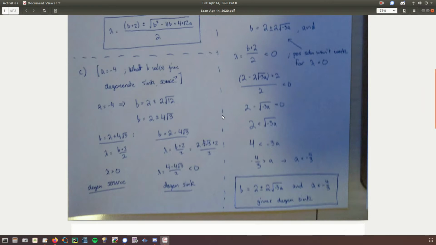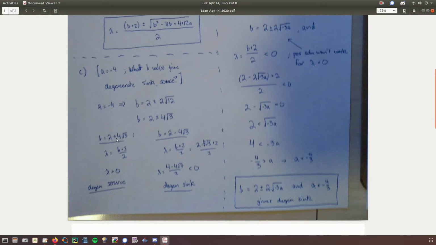Okay, so that's getting us our degenerate sink. Now I'm giving you a little bit more of a specific example here and talking to you about sink versus source. So if I tell you that a is going to be negative 4, then my question to you is, what b values are going to give us a degenerate sink or a source? So I know that my relationship between degenerate sink and source is going to have to be that b is going to be 2 plus or minus 2 square root of negative 3a. And I know what my a value is. So I'm just going to plug in a equals negative 4 into this solution right here with the plus or minus. And then I'm going to consider the positive route, and I'm going to consider the negative route.